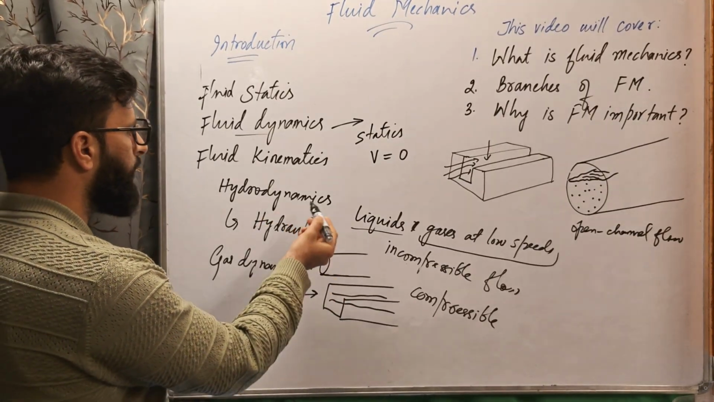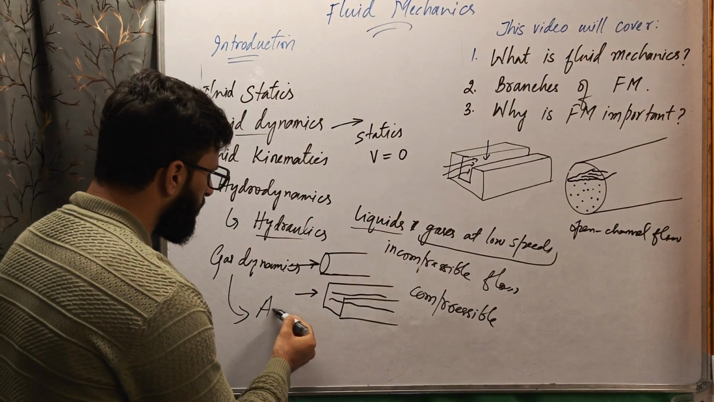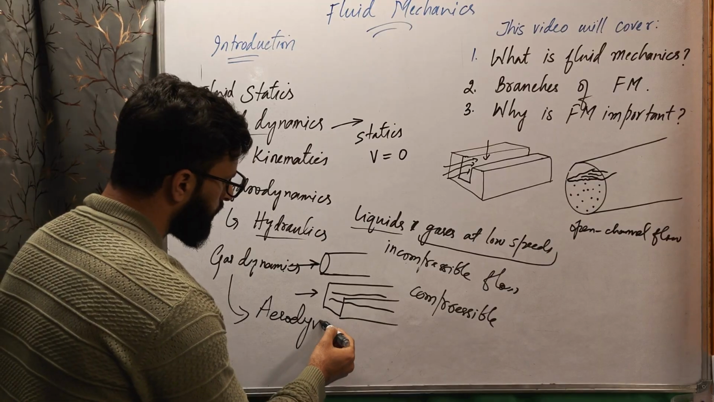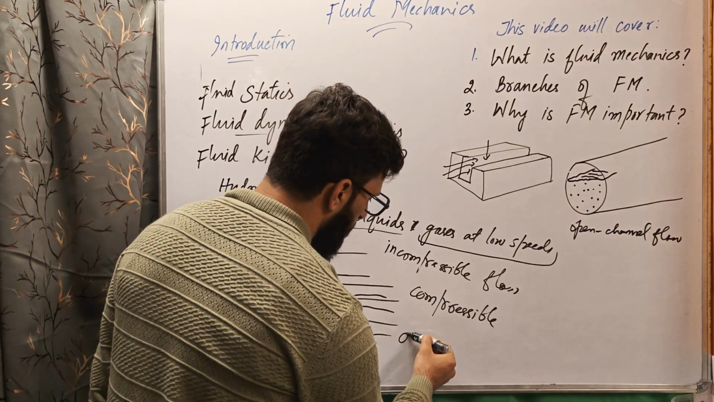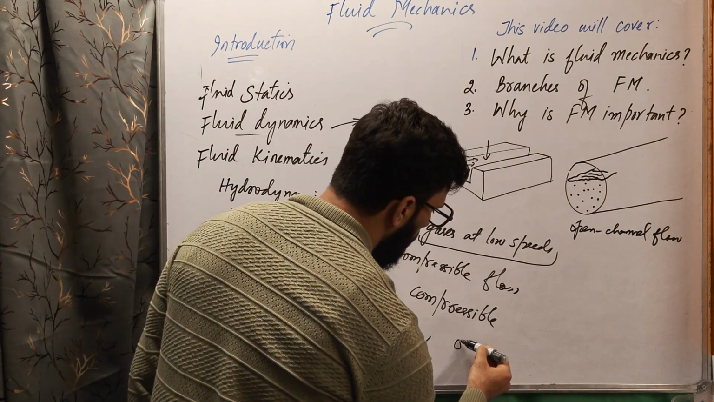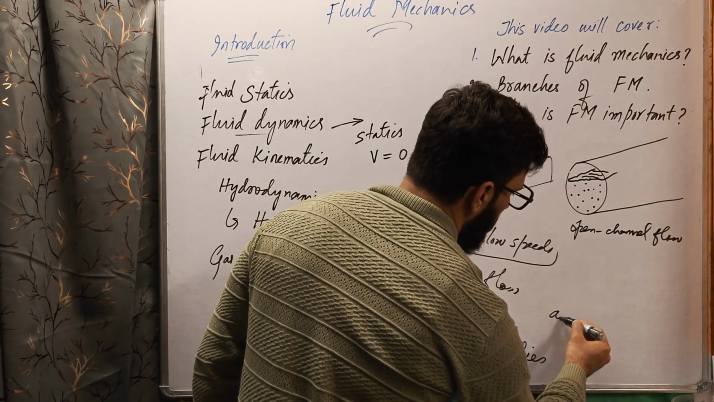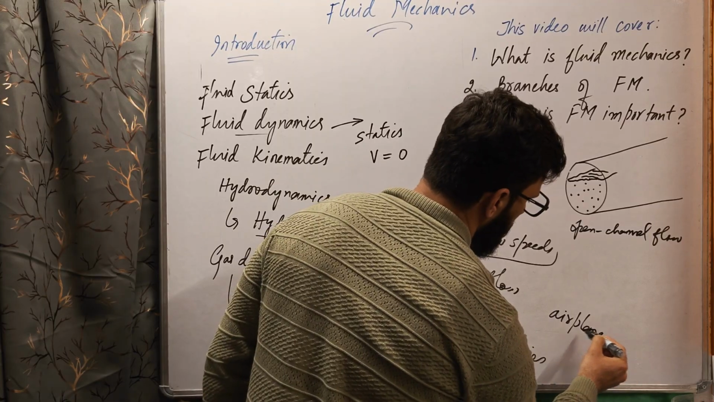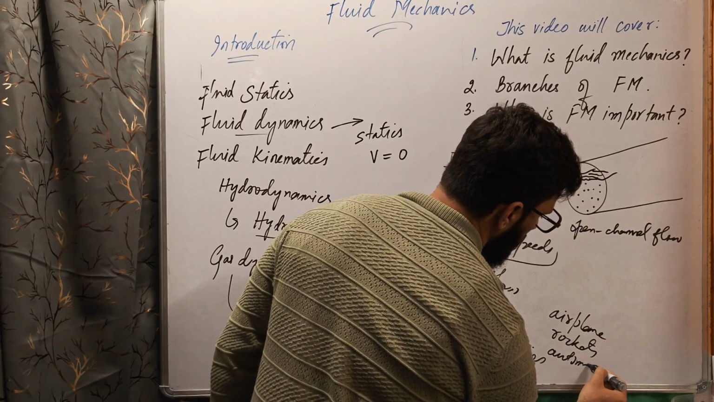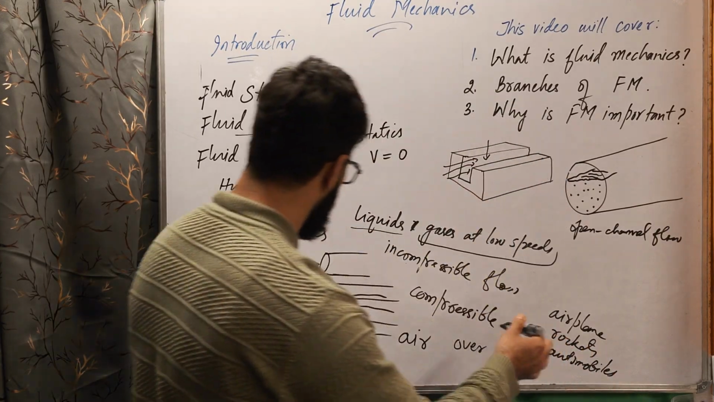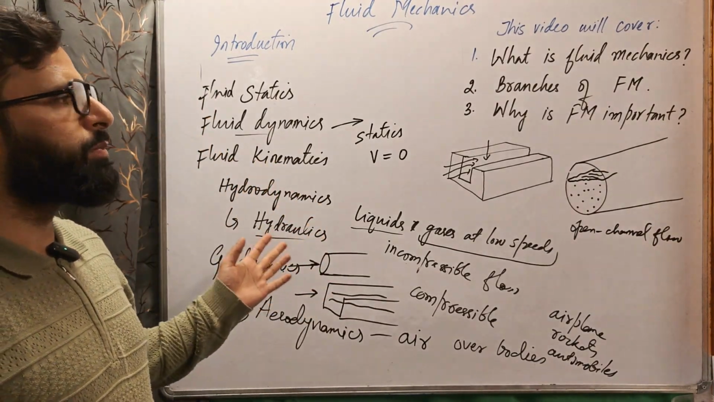There are also subcategories, like hydraulics in hydrodynamics. In gas dynamics, there is a subcategory called aerodynamics. Aerodynamics is the study of mainly air when it is flowing over bodies. When air is flowing over bodies like airplanes, airplane wings, rockets, or cars or automobiles, we call this special type of gas dynamics aerodynamics. These are the various branches of fluid mechanics.